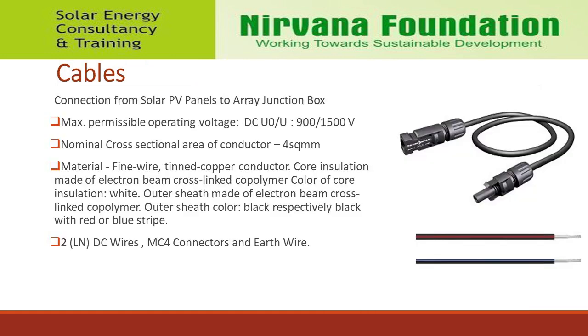4 square mm cables. Connection from solar PV panels to array junction box. Max permissible operating voltage, DC U0/U, 900/1500 V. Nominal cross-sectional area of conductor, 4 square mm. Material, fine wire, tinned copper conductor. Core insulation made of electron beam cross-linked copolymer, color of core insulation white. Outer sheath made of electron beam cross-linked copolymer. Outer sheath color, black, respectively black with red or blue stripe. 2 line, DC wires, MC4 connectors and earth wire.